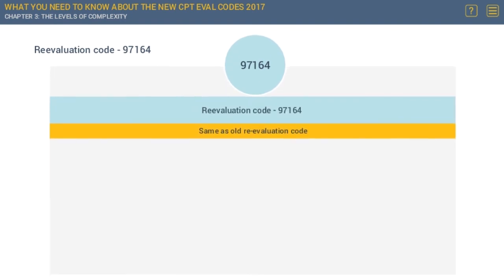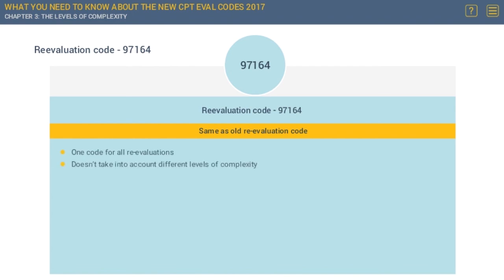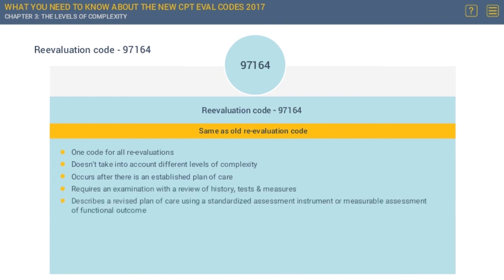Physical therapy is also getting a new reevaluation code, but it is the same as the reevaluation code you use now. There's only one level, one code for all reevaluations, and a reevaluation can only occur after there's an established plan of care in place. Here is a review of the other elements of the reevaluation.